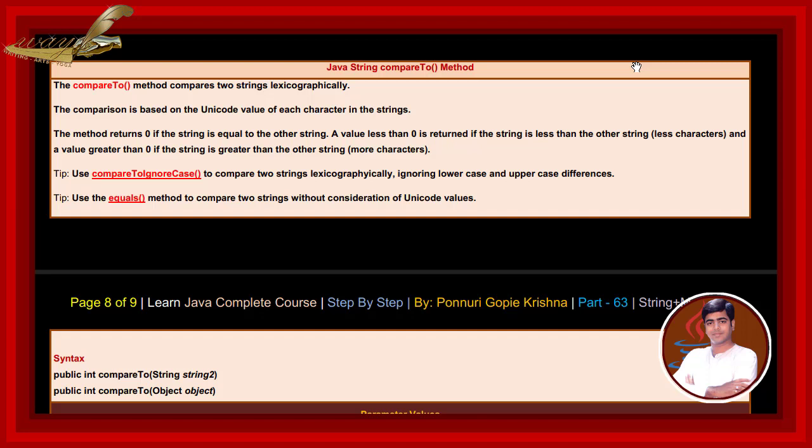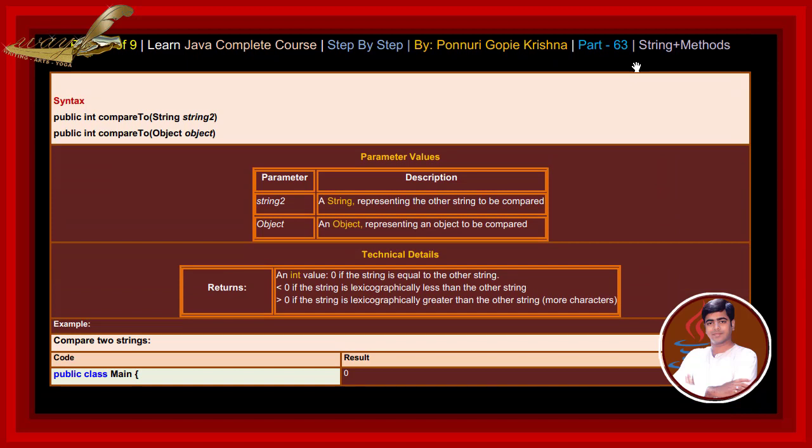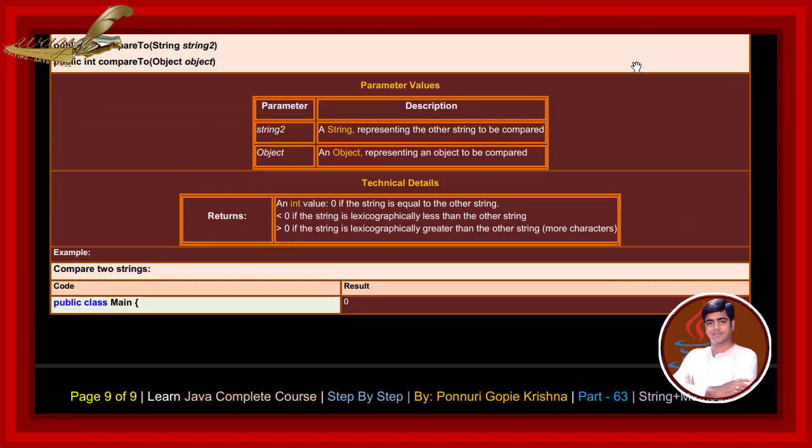Tip: use the compareToIgnoreCase method to compare two strings lexicographically, ignoring lowercase and uppercase differences. Tip: use the equals method to compare two strings without consideration of Unicode values. See the syntax: public int compareTo(String string2), public int compareTo(Object object). See the parameter values. String2: a string representing the other string to be compared. Object: an object to be compared.